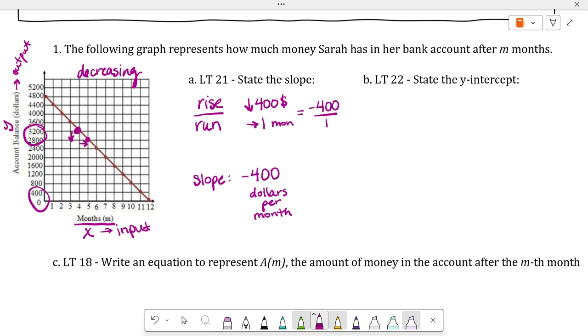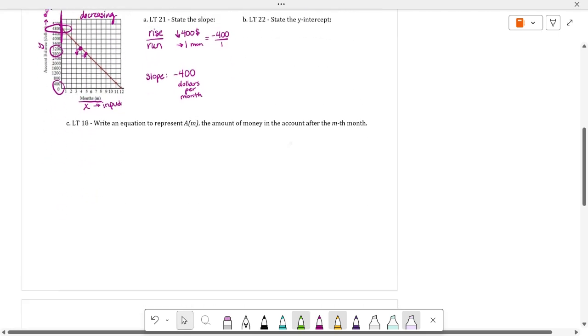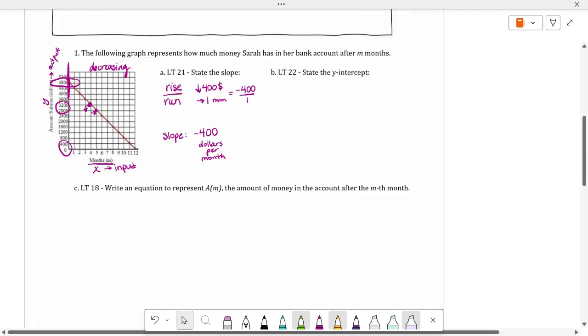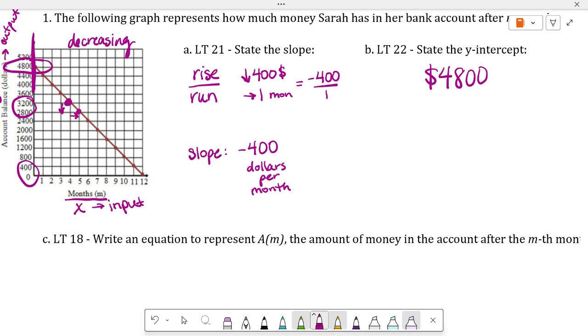The y-intercept is where it crosses the y-axis, which, if you recall from yesterday, or if you got it right yesterday, that's at 4,800. Oops, sorry. And we're talking about she started with her bank account in this span of 12 months at $4,800. She ended at the end of this year with $0. She just kept spending and spending.